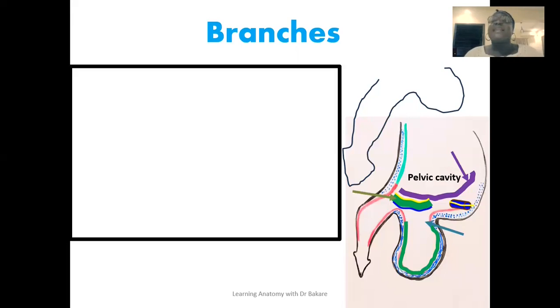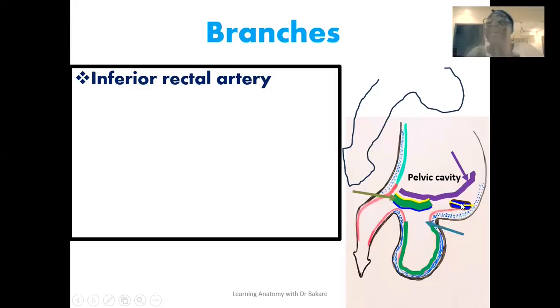So now let's try and highlight the different branches that would emerge from the internal pudendal artery. The first branch that would emerge is the inferior rectal artery. If you go back to this image, the structure that is highlighted here in yellow that is located within the pudendal or the Alcock's canal is the internal pudendal artery. So you see it giving off a branch within the pudendal canal, and this is referred to as the inferior rectal artery. This inferior rectal artery is seen to supply the inferior region of the rectum.